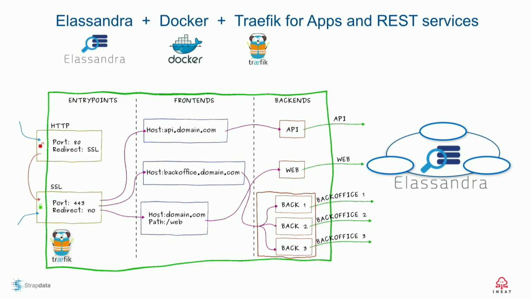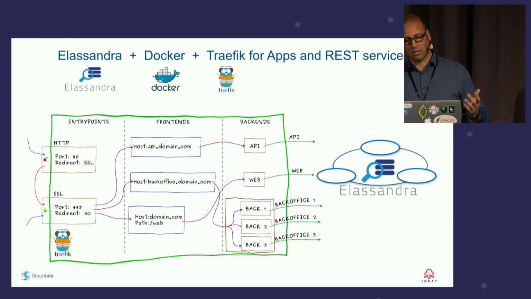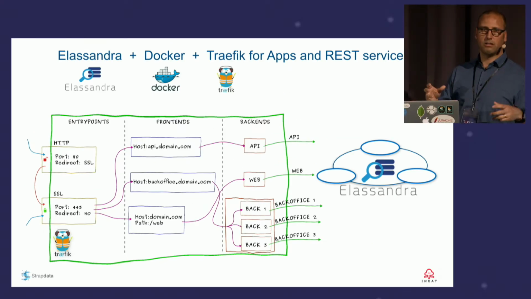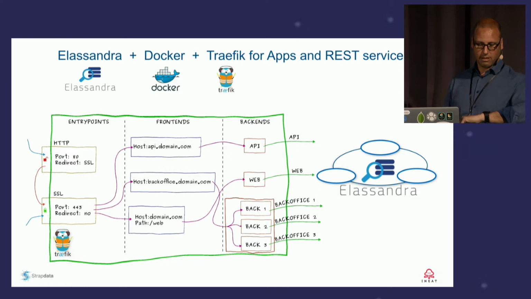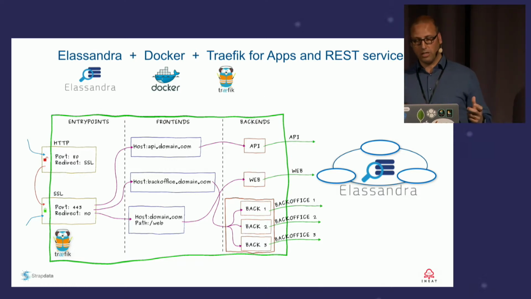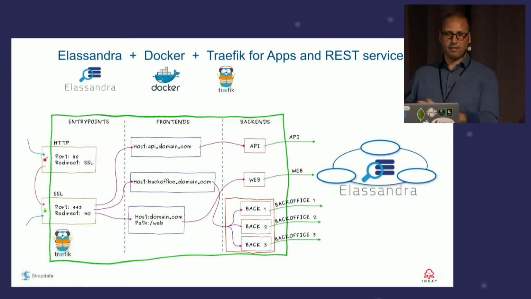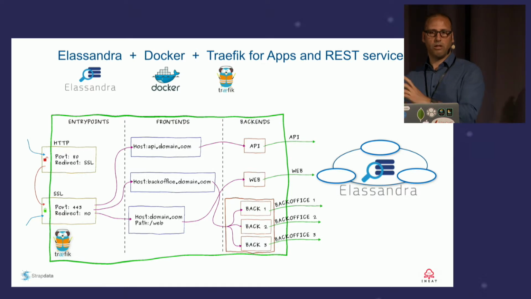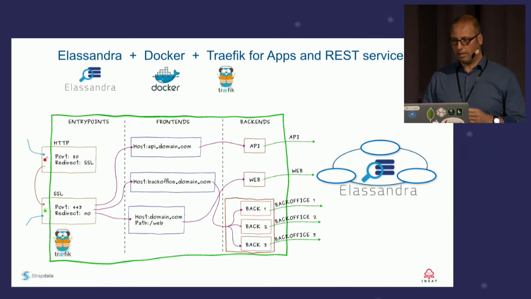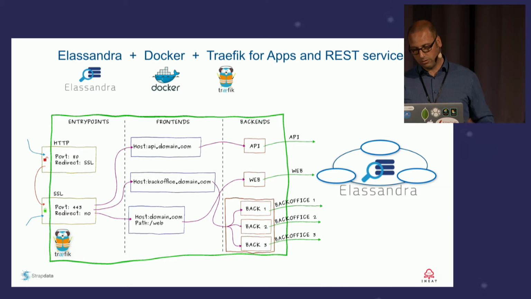Just a focus on Traefik. Many of you are already using Traefik, for example, here. It's a Docker-aware reverse proxy, and it's very cool because you can deploy your application and it's automatically aware of the deployed node. And Cassandra can ensure the data layer with elasticity, and you can deploy it on multiple data centers.